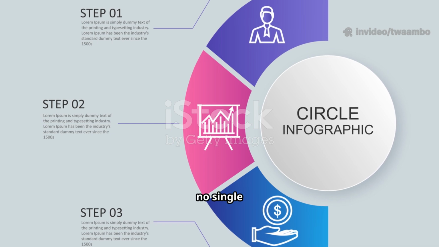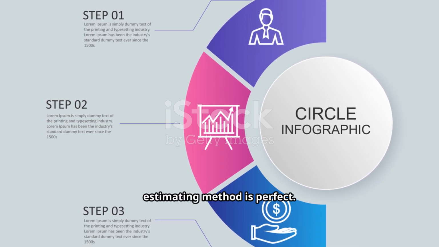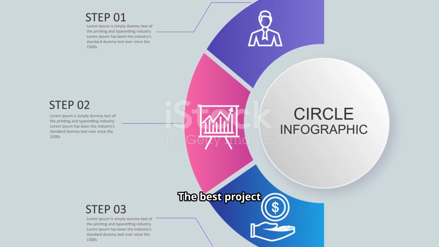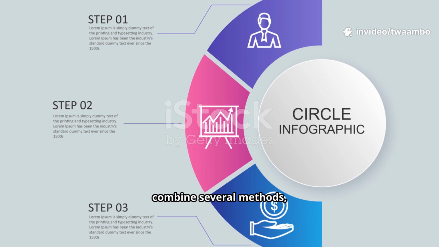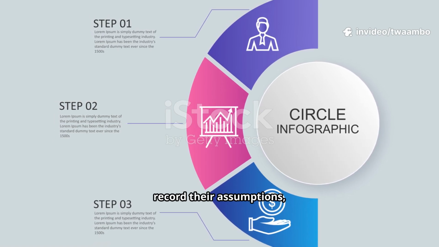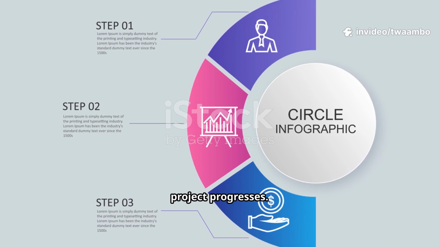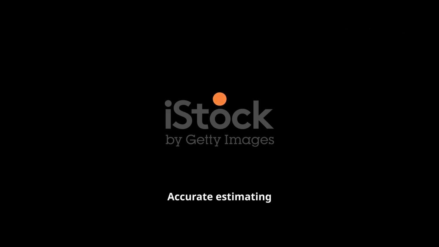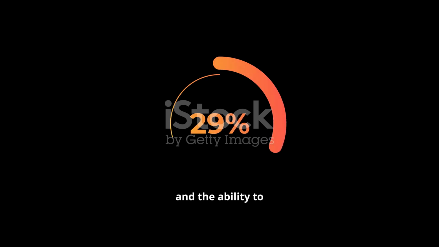As we can see, no single estimating method is perfect. Each has strengths and weaknesses. The best project managers often combine several methods, use firm specifications, record their assumptions, and refine estimates as the project progresses. Accurate estimating is not only about numbers, it is about judgment, experience, and the ability to balance optimism with realism.